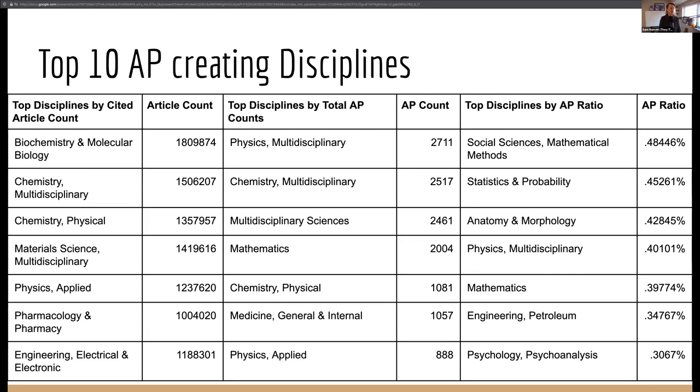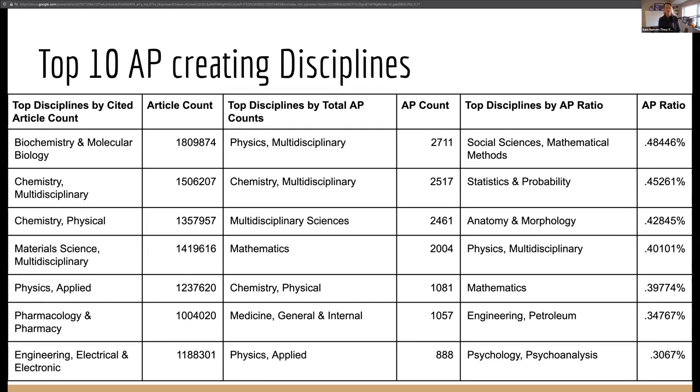So here I actually put in the article counts and the ratios. And remember, our expected value here is 0.1%. Like that is what we multiply. That's the amount that we took from the entire corpus. So we calculated that coefficient for every single cited article and took the top 0.1% of those. If these were going to be distributed randomly across disciplines, which of course they're not, we would expect 0.1% here.